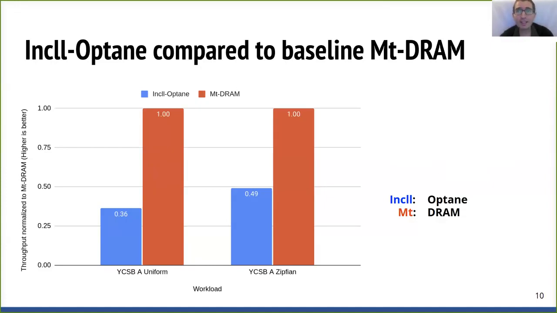I'm again presenting a similar figure to the one used in the previous slide. The only difference is the placement. As you can see, the gap is huge, and from a runtime performance perspective, almost irreconcilable. The slowdown of in-cache line logging is 64% for the uniform access pattern and 51% for the Zipfian access pattern.